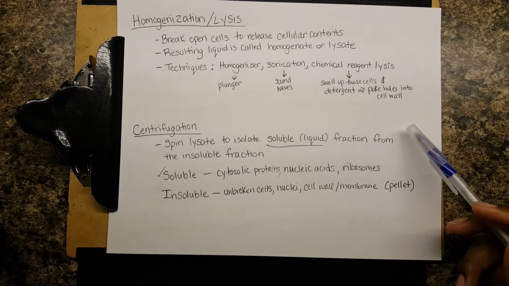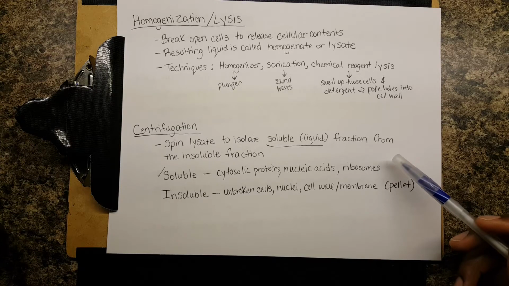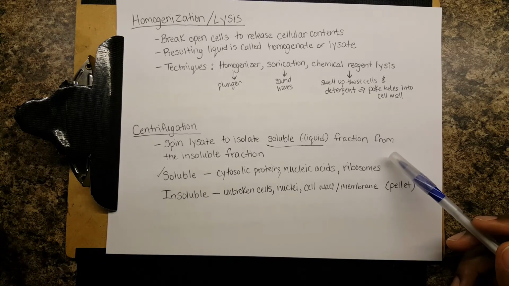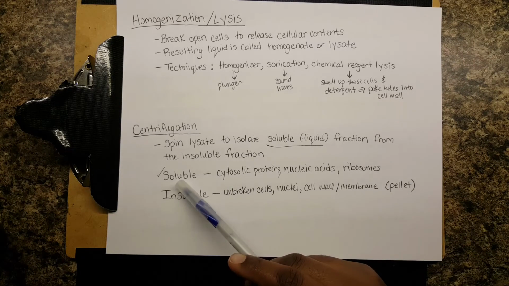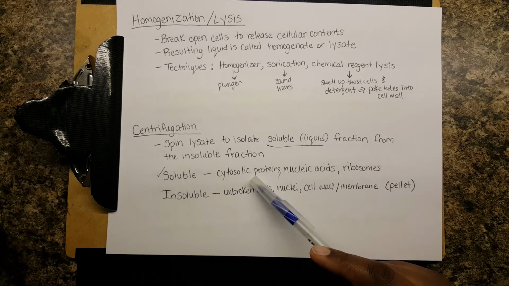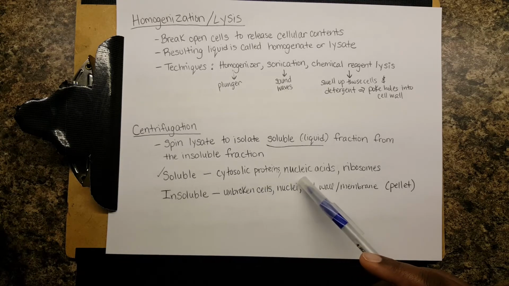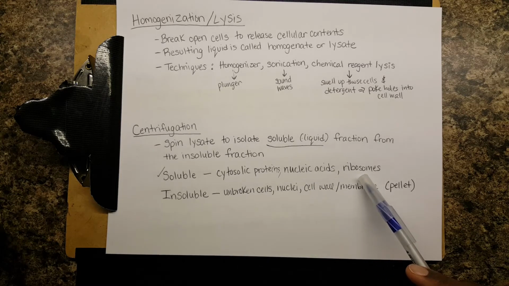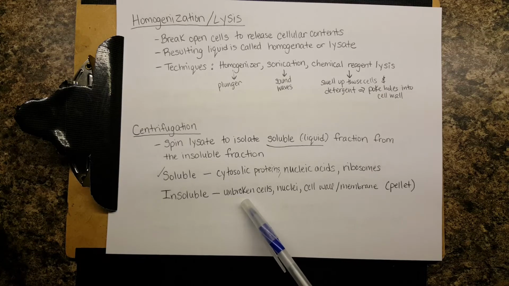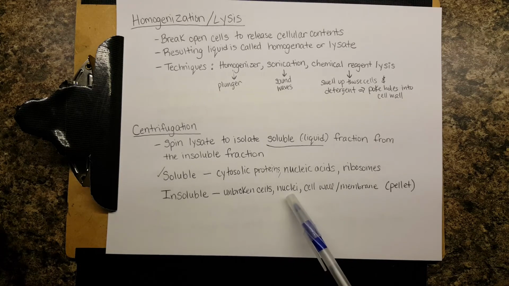After you have your lysate, you need to spin your lysate in a centrifuge. That way you're going to be able to isolate your soluble fraction from your insoluble fraction. The soluble fraction has all sorts of things like cytosolic proteins, because remember, the bacteria, it's like a living organism. So it's got its own things going on. It's got its own proteins, it's got nucleic acids, there's ribosomes, all that stuff is going to be in the soluble portion. In the insoluble portion, you're going to have unbroken cells, nuclei.